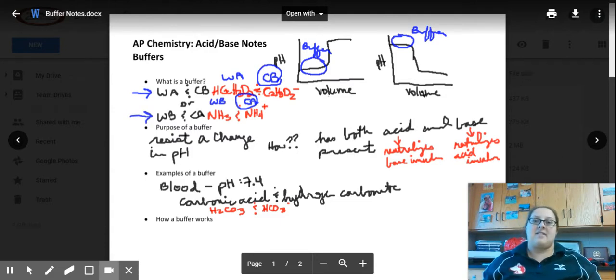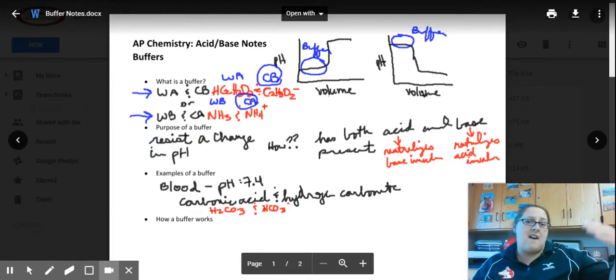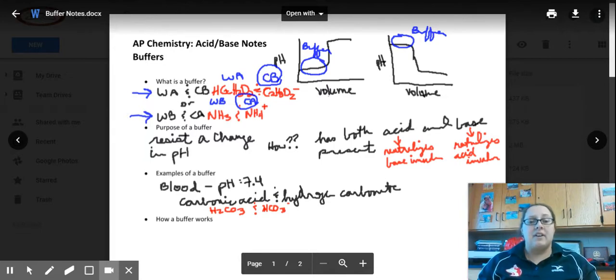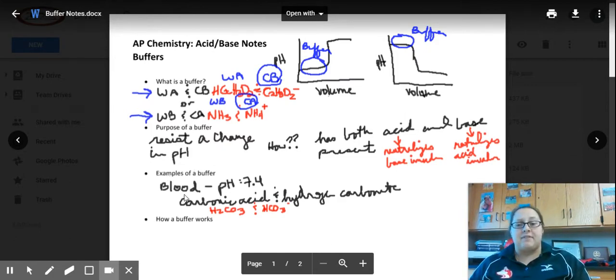I like to think of it as an army, right? I have acid people that can fight off my bases, and I have base things that can fight off my acids. So it's very important to see some sort of analogy so you can understand what it means. Let me give you an example of a buffer.